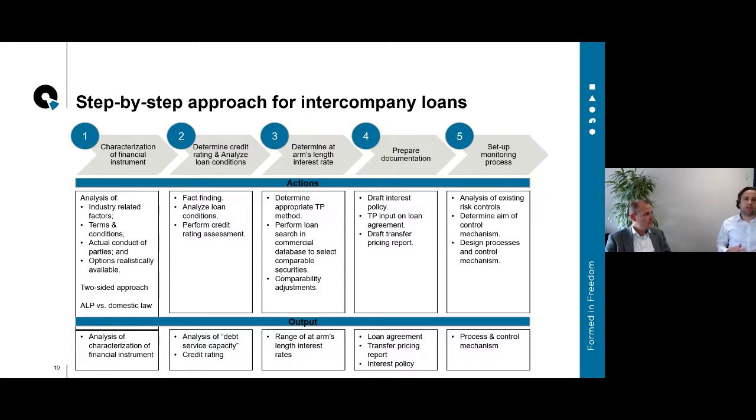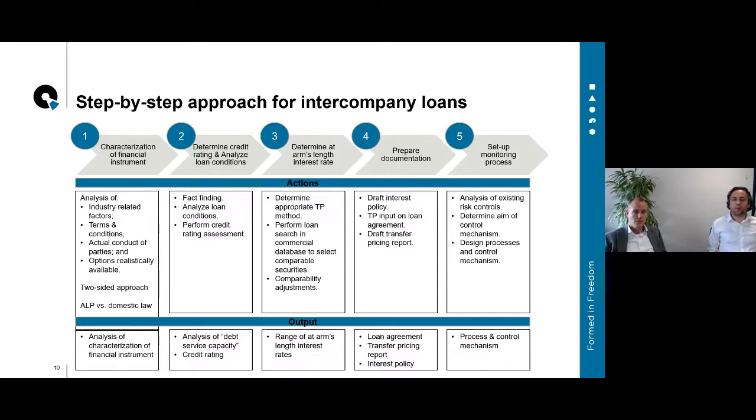Maybe to first put the benchmark of financial transactions into context, visualize the slide here where you have what steps you have to take to determine the arm's length interest rates. So it's not only the interest rate benchmark study, but it contains more than just an economic database analysis. First, the most important step is the characterization of the financial instrument. Is it actually debt, or should it be requalified into equity?